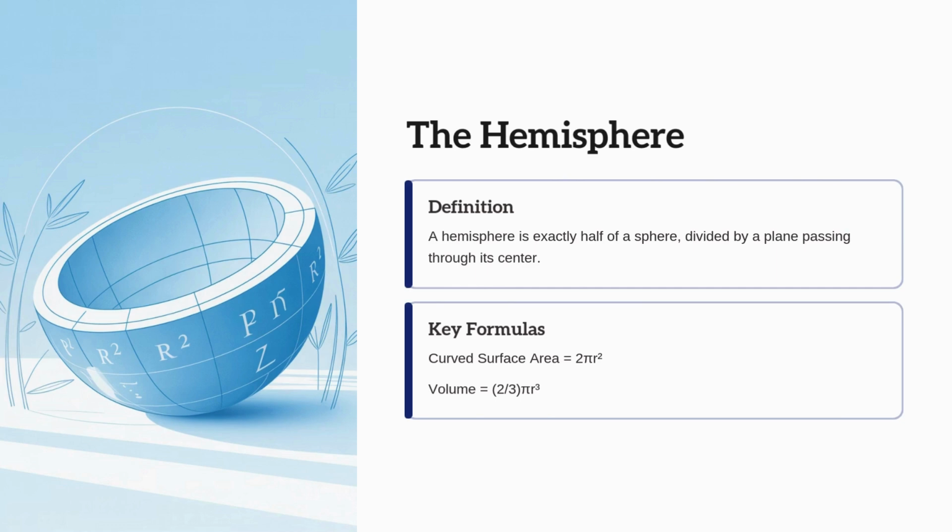The hemisphere. Definition. A hemisphere is exactly half of a sphere. It is formed when a plane passes through the center of the sphere and divides it into two equal parts. This definition follows directly from the meaning of hemi, which means half.